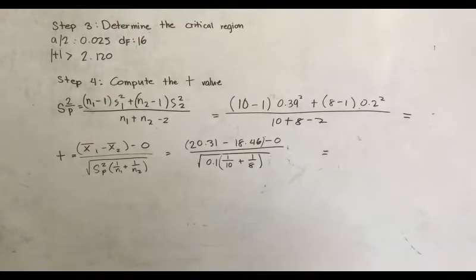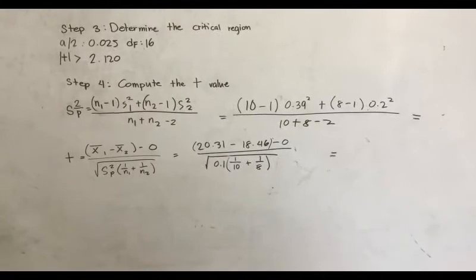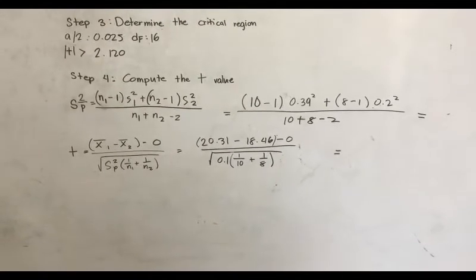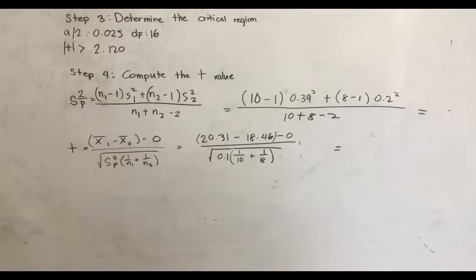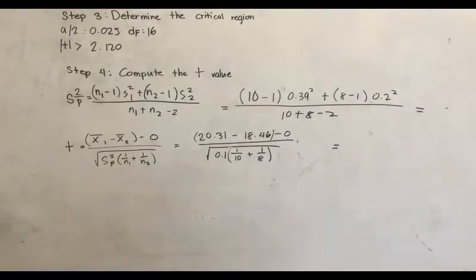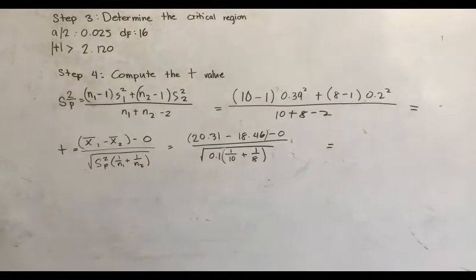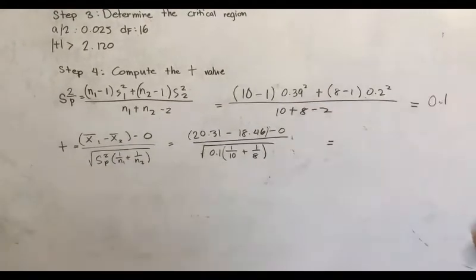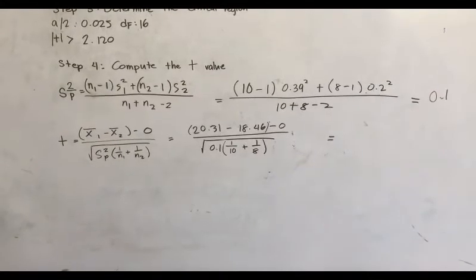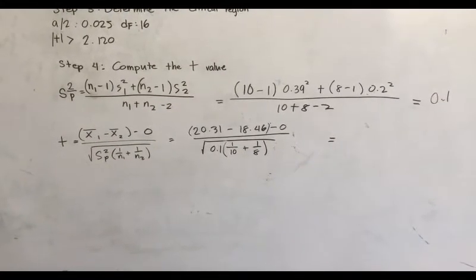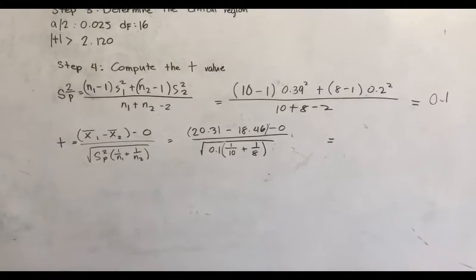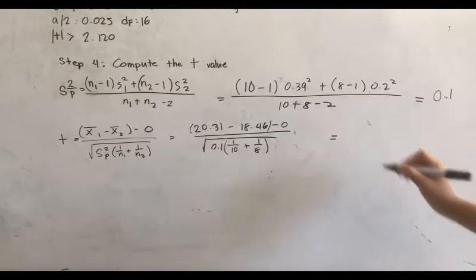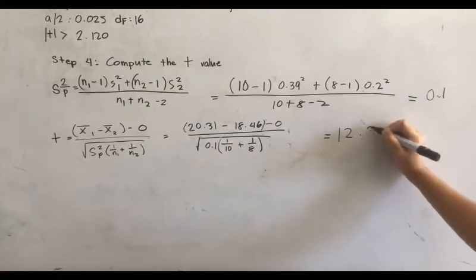Step 4. Compute the t value. First, we use this formula and we do the substitution. So the answer is 0.1. Next, we compute the t value. We use this formula and we do the substitution. The answer is 12.33.